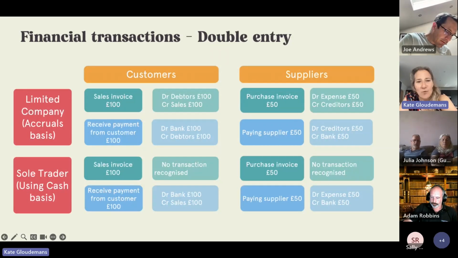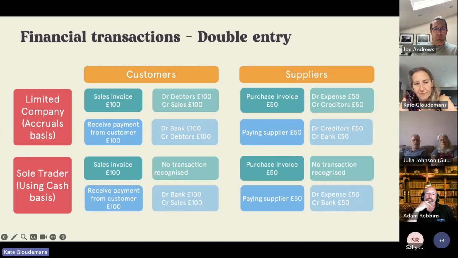So as an example of what a double entry might look like, I've used a couple of examples, whether you're a limited company or a sole trader using the cash basis, just to try and show you what I mean. If you raise a sales invoice and you're a limited company, just look at the left-hand column, you would recognise the sale as a credit, because it comes under the CLIC column, and the other side would be the debtors. That's people that owe you money, right?